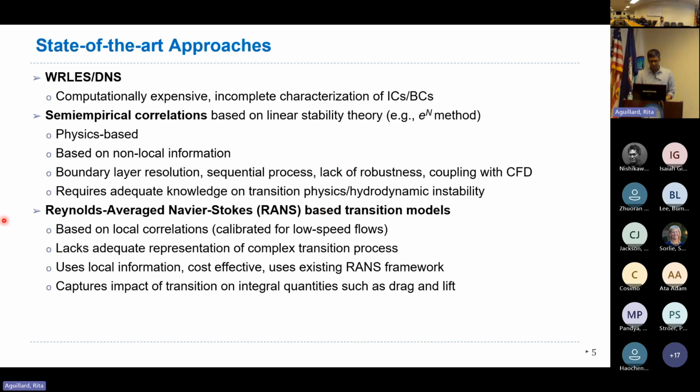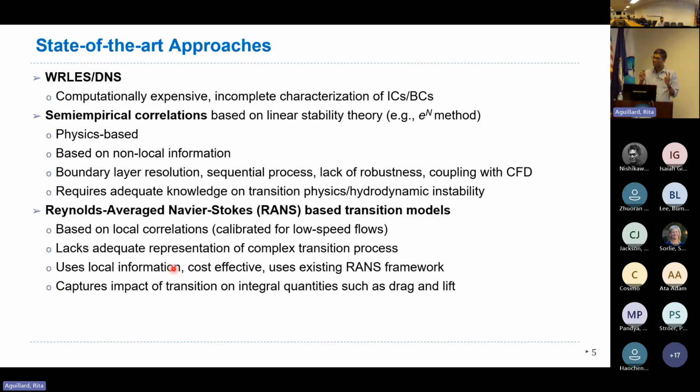On the other hand, we have RANS-based transition models. This is a new paradigm that's being pursued right now. This is very similar to RANS-based turbulence models. These are actually built on top of RANS-based turbulence models. So you have additional auxiliary equations, which try to bring in some aspects of these problems, but a lot of it is based on curve fits and empirical correlations.